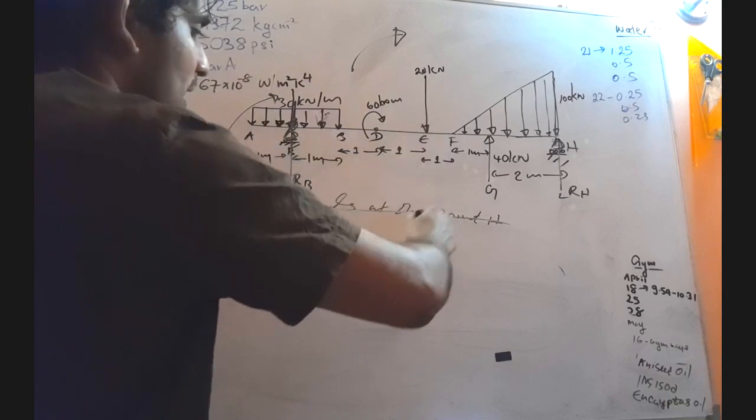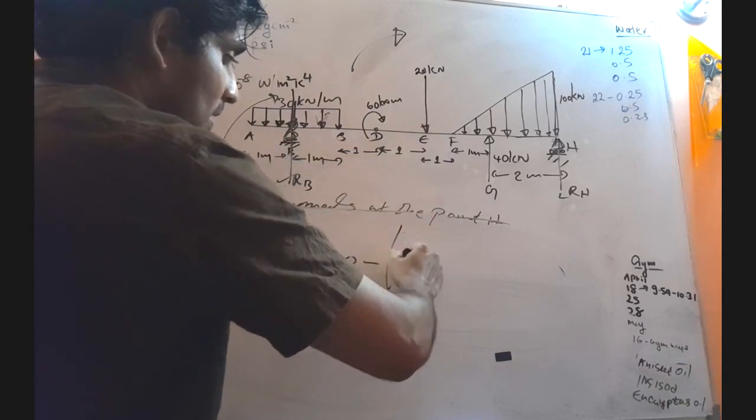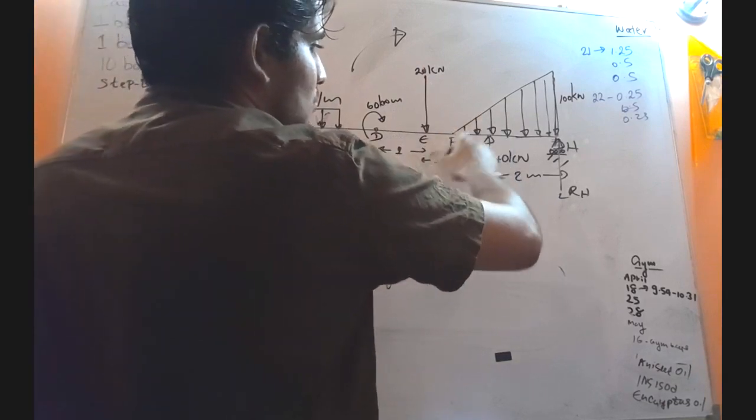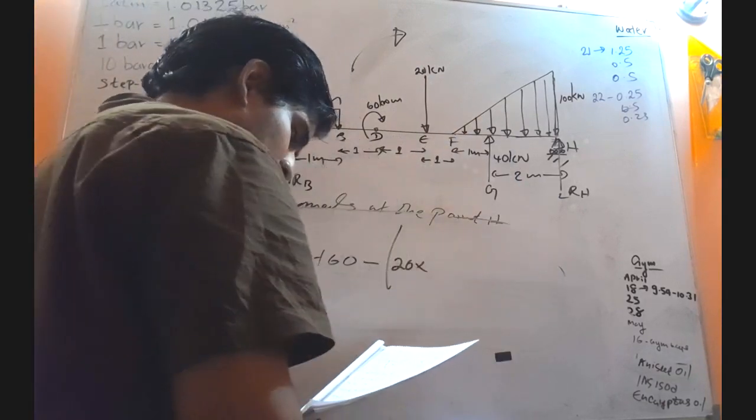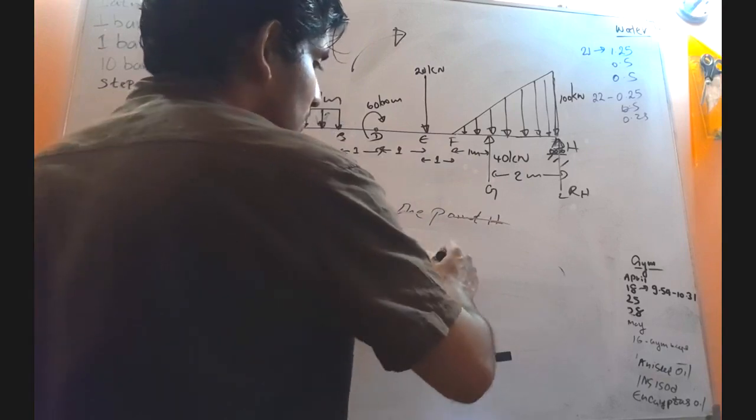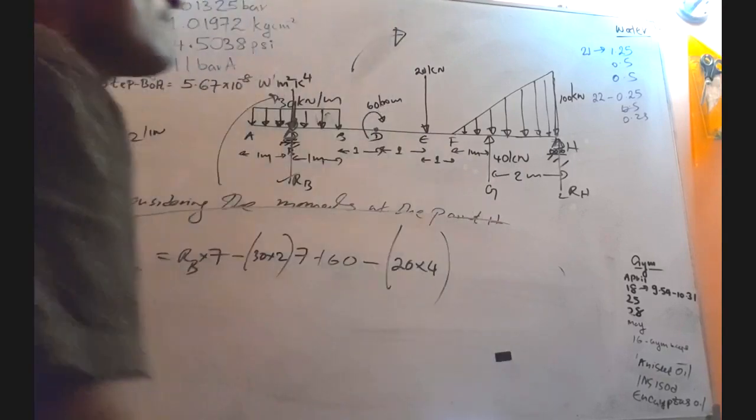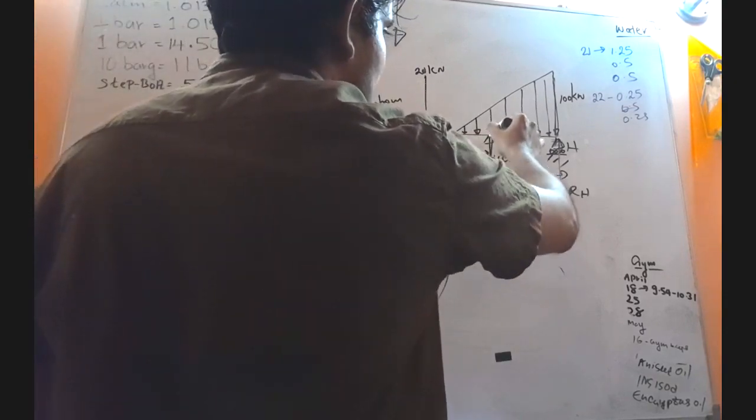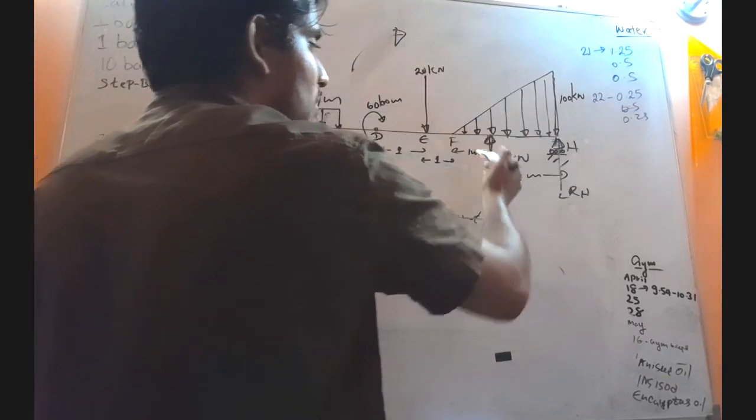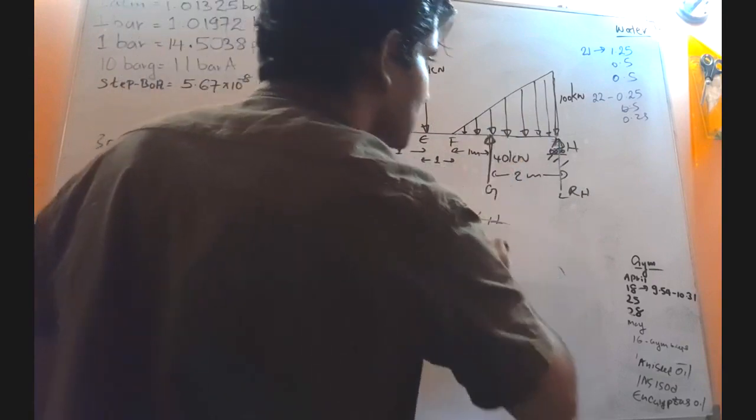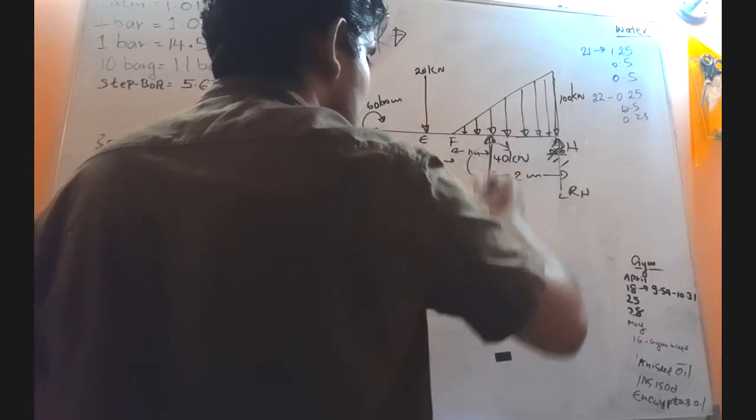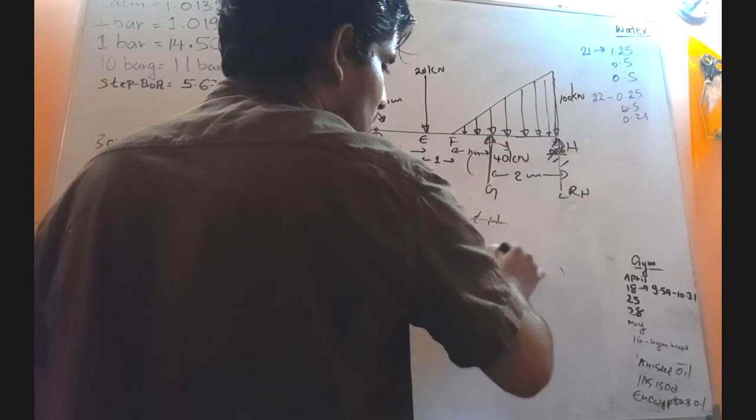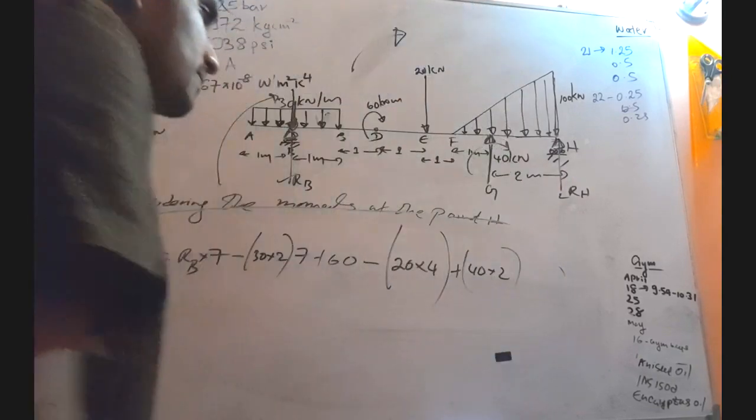20 kilonewtons, anti-clockwise, right? So 20 multiplied by the perpendicular distance, which must be 4. 20 into 4. Then again look at this one. Here we have a point load. What is the value? 40 kilonewtons. What will be the direction? Clockwise. So positive 40 into the distance 2. 40 into 2. Is that correct? Yes. 40 into 2.